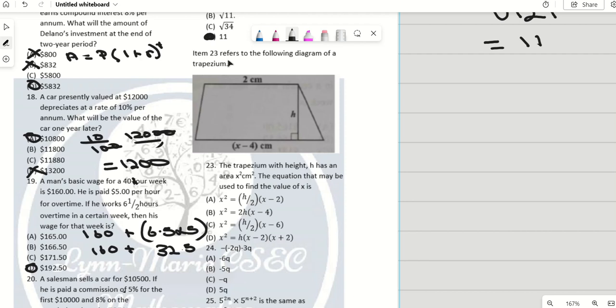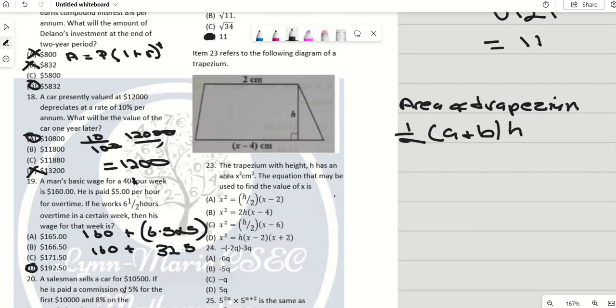Item 23 refers to the following diagram of a trapezium, right? So they say the trapezium with a height h has an area of x square centimeters. The equation that has to be used to find the value of x is. So we know that area of a trapezium, area of a trapezium. If you do not know this, again, guys, this formula is given in your formula sheet. It is a half by A plus B by height, right?